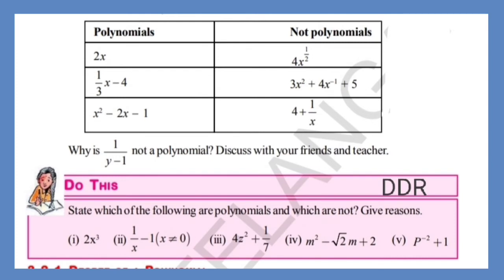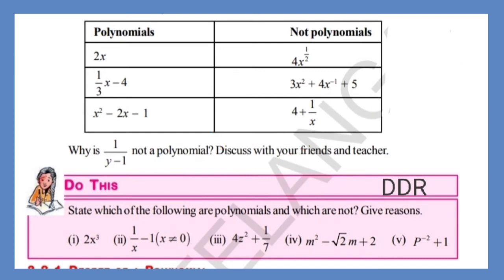Next, third one, x square minus 2x minus 1. Here also same 3 terms are there. First term x square is in the form of ax to the power of n. Here n is a whole number. 2x means 2 x to the power of 1. So 1 is a whole number. Next, minus 1. Minus 1 can be written as minus 1 into x to the power of 0. So 0 is a whole number, minus 1 is a real number. So x square minus 2x minus 1 is also a polynomial.